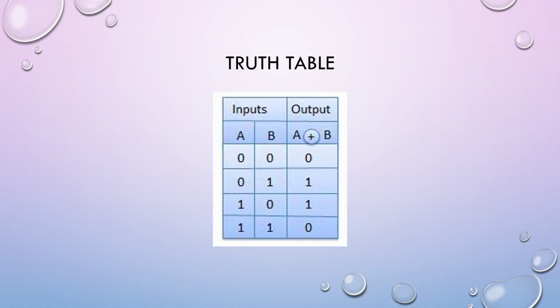From the truth table, we can see that when both the inputs are low level, the output will be of low level. When both the inputs are of high level, the output will be again a low level. Only when any one of the input is of high level, the output will be of a high level.